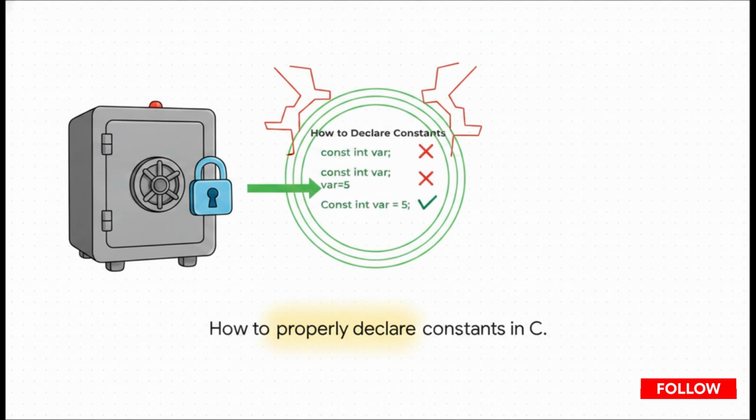If you just write const int var semicolon and then try to assign it a value of 5 on the very next line, the compiler is going to throw an error. No way around it. You have to do it all at once. Const int var equals 5.